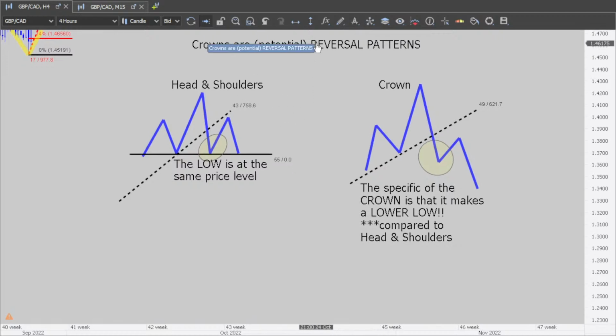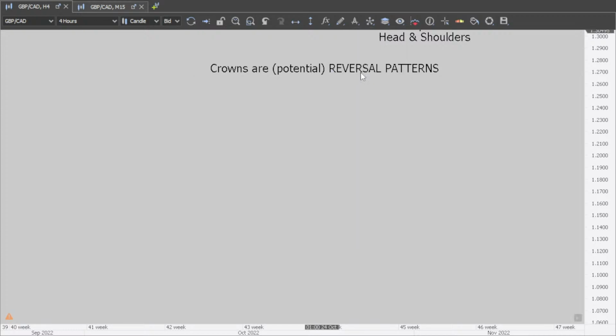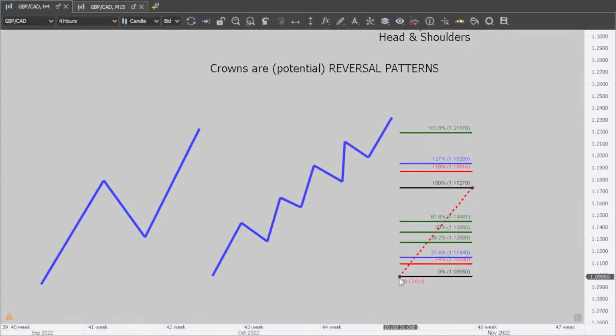Now crowns are potential reversal patterns, okay? And where do they appear? They appear on market waves, they appear on short-term trends, and they also appear, everybody, on Fibonacci's.